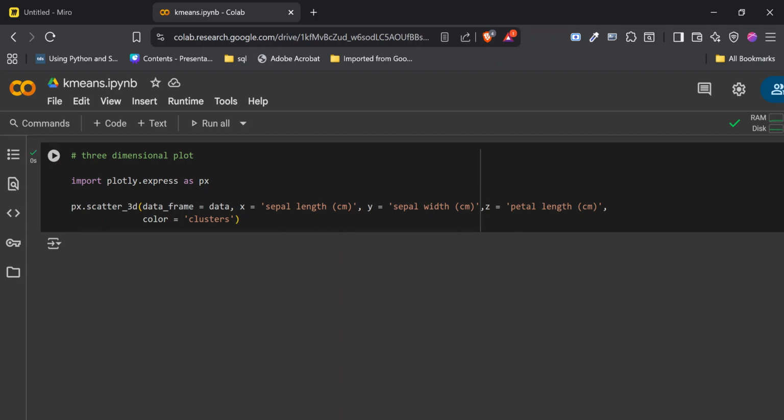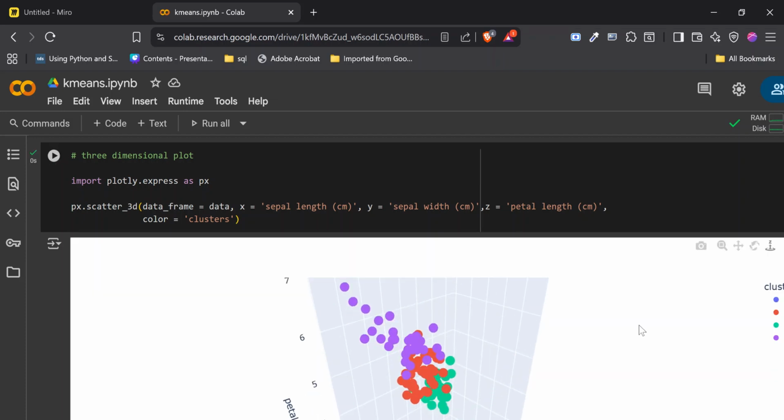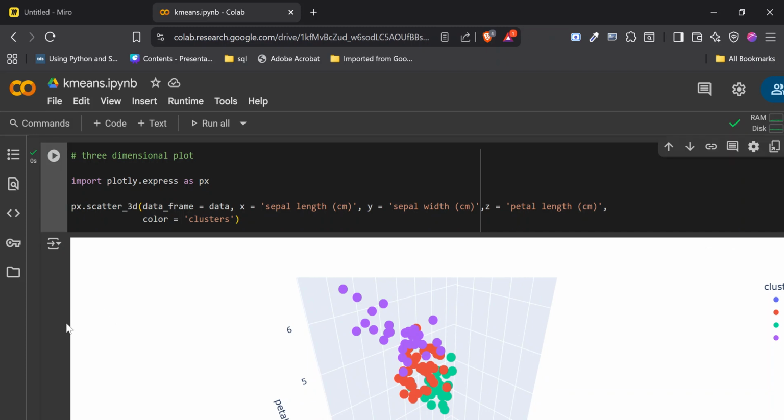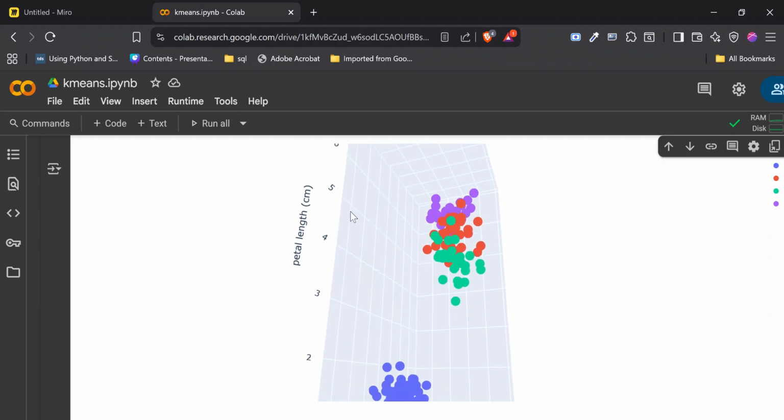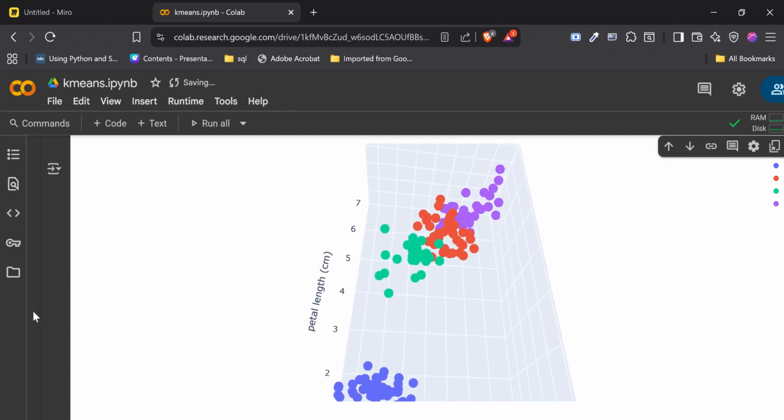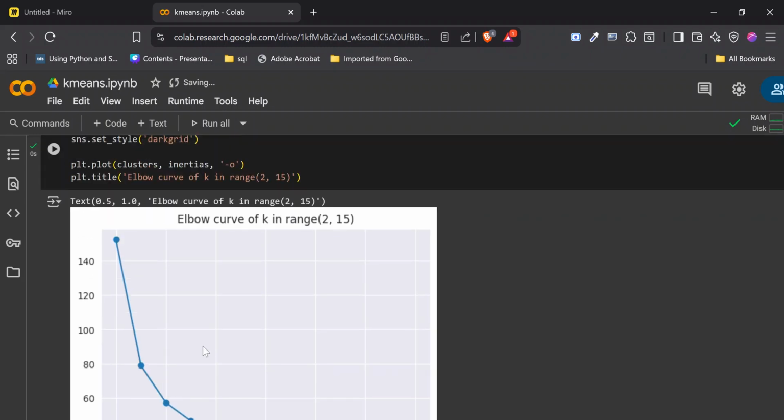Basically, that is how we do clustering with k-means, and you see how we're able to do something very nice. Here we now have 4 clusters based on the value that our elbow curve showed us. So that is clustering with k-means.